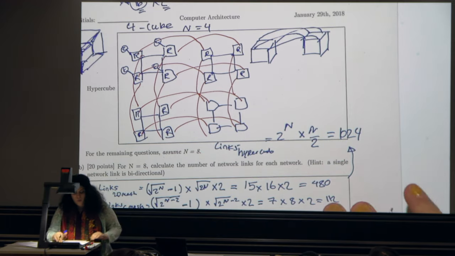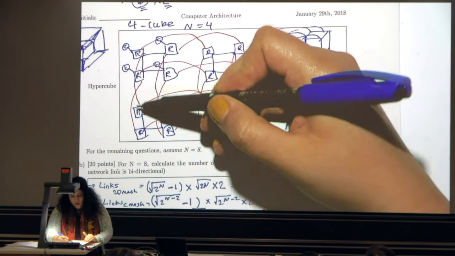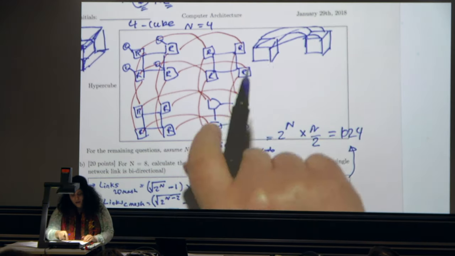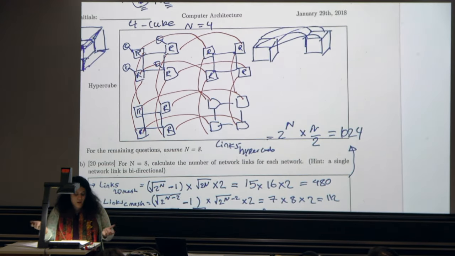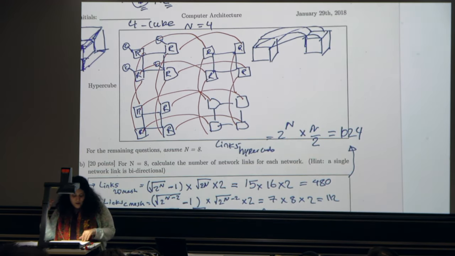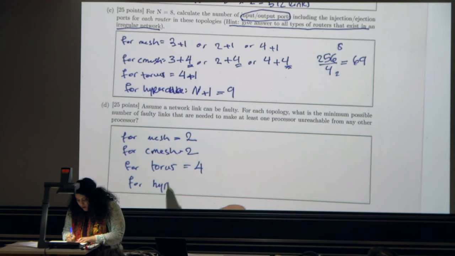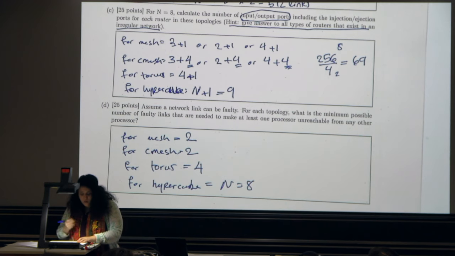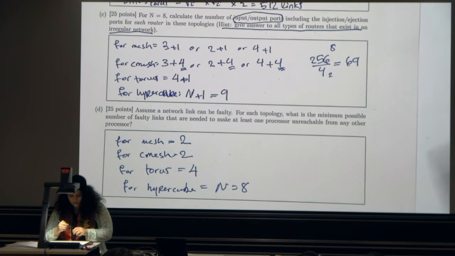Let's look at our hypercube. Here we discussed that each node is connected to n different links. And it doesn't have an irregular pattern either, all of them are connected to n links. So in order to disconnect them, we have to basically have faults in 8 links. I think that's the solution for this one.